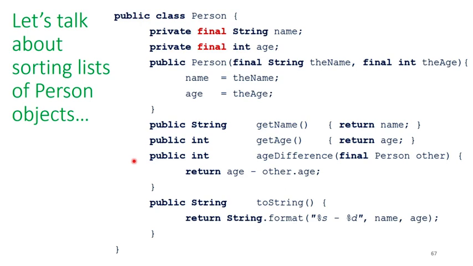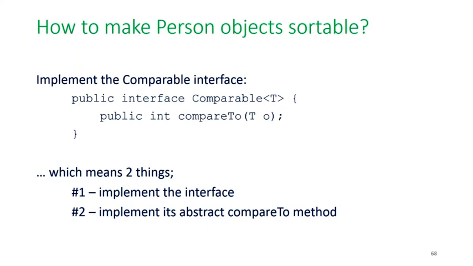So ageDifference just takes another object of class Person as parameter, and we just return the difference between our field age and the other object's field age. And then we have a little toString implementation here, just to make things nice and easy to read on the console. We just display our name, dash, and the age. We have only two fields to worry about here. So, a quick run through of the old news. How do we make this Person object sortable? Well, one of the possibilities is to implement the Comparable interface, which boils down to providing a compareTo method.